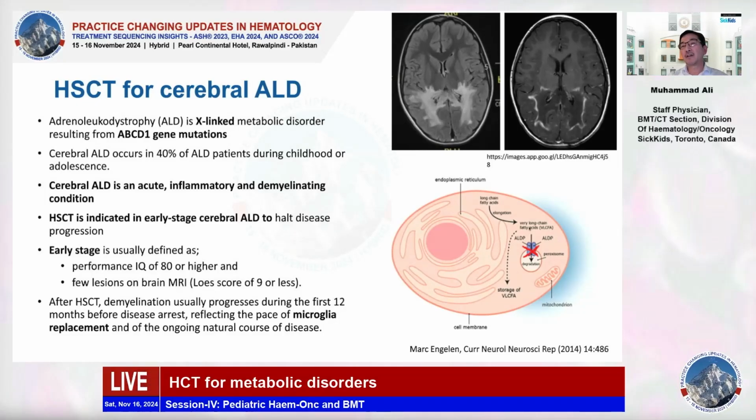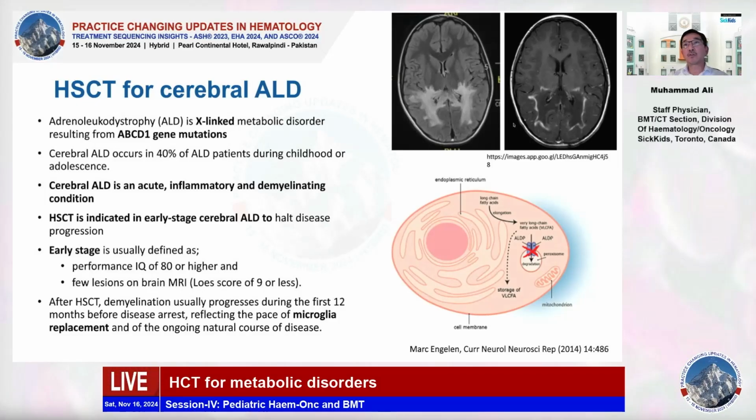So when this protein is missing, the very long chain fatty acid accumulates in the cell, which then causes an inflammatory response or derangement in the cell, causing subsequently a demyelinating condition in the affected brain, as shown in the MRI. We can see white matter changes in the MRI.